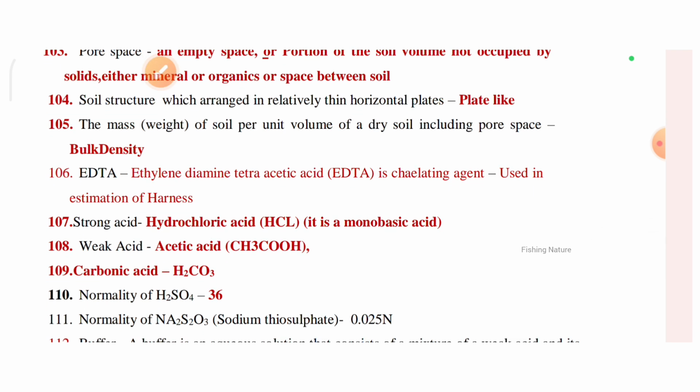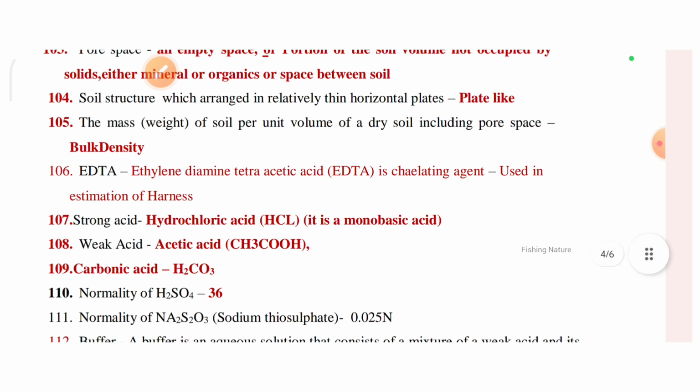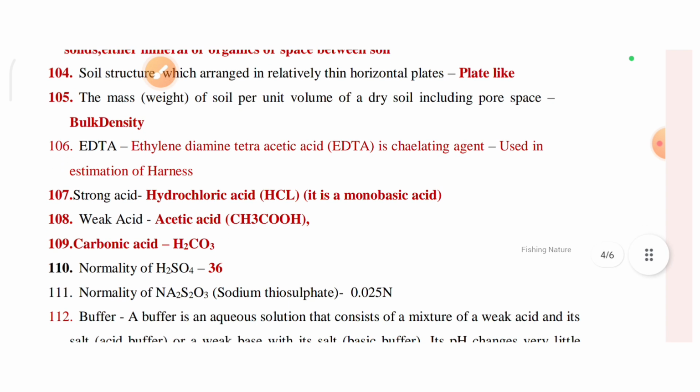Next, the bulk density means the mass of soil per unit volume of a dry soil including the pore space. It is the bulk density. And EDTA means ethylenediamine tetraacetic acid. It is a chelating agent used in the estimation of hardness.